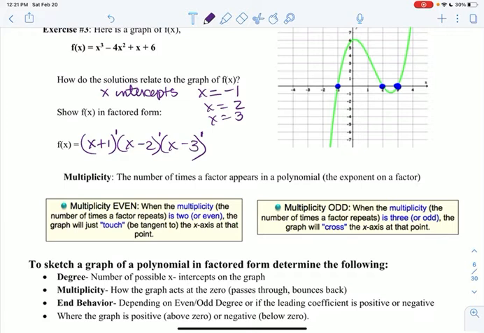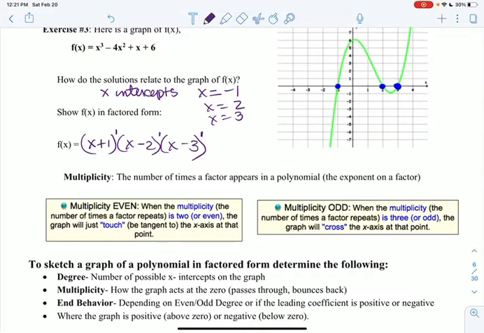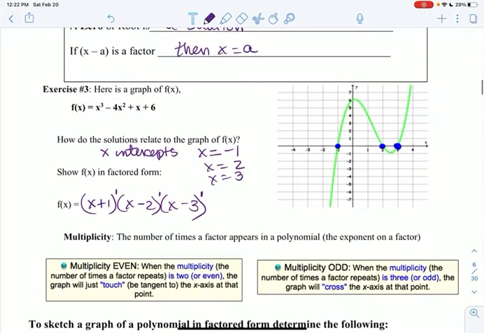The graph will just touch or be tangent to the x-axis at that point. Okay, if the multiplicity is even, then it just touches at that point. It's just tangent. It's going to sort of touch and just bounce right off. If the multiplicity is odd, it actually goes through. It crosses the x-axis. So if you look at our graph right here, all of these had an odd multiplicity, so therefore it went through. See how it goes through? If it had an even multiplicity, it's just going to touch and bounce off, and I'll show you what that would look like in another one.